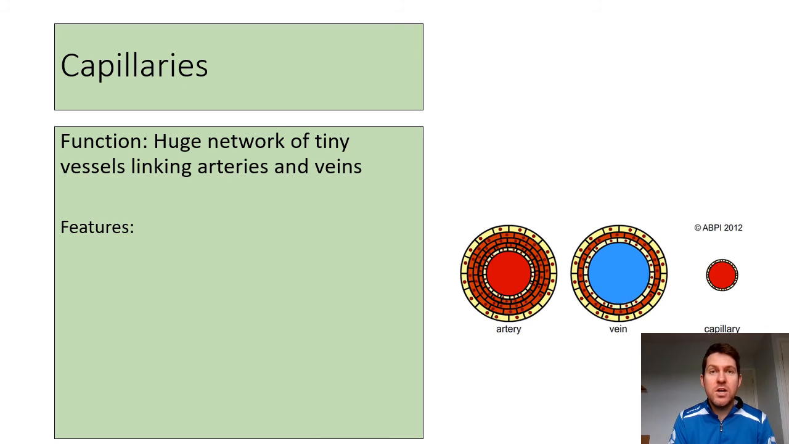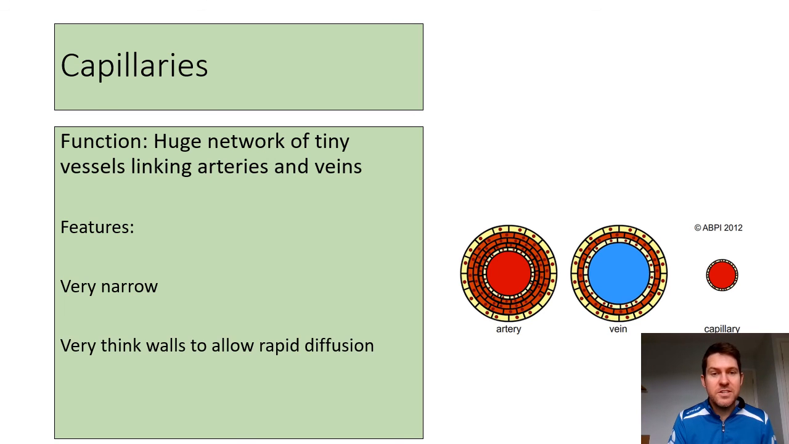Capillaries are tiny, and remember, as I said before, some of those blood capillaries will smother and cover the alveoli. The key feature of a capillary is that it is very narrow, which helps with gaseous exchange. It enables rapid diffusion to occur.